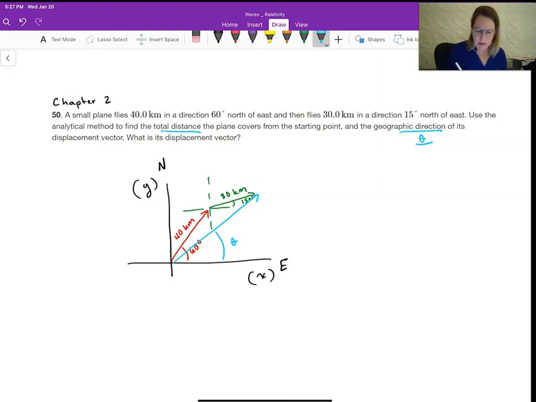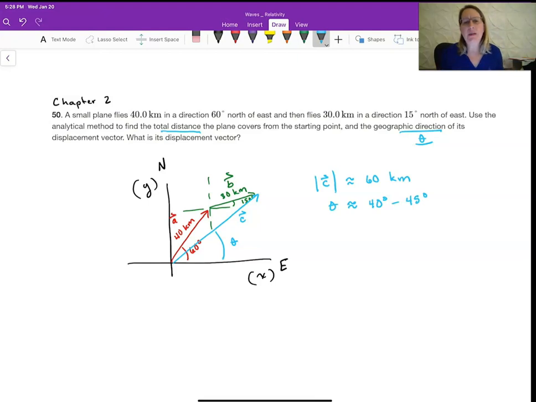So I would estimate, if we call this our A vector and this our B vector, and this our C vector, just looking at it, having drawn it here, that it's maybe 60 kilometers or so. And the angle, well, it's not as big as 60, and it's certainly bigger than 15, maybe 40, 45, somewhere in there. Okay, so we'll say theta is around 40 to 45 degrees.